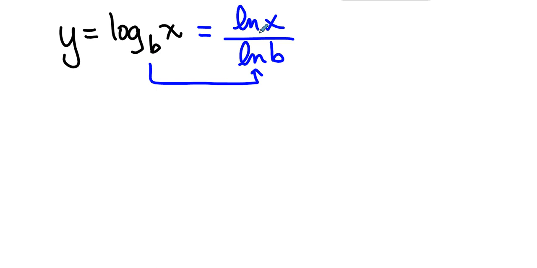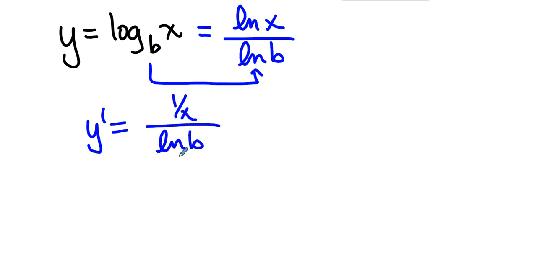Why do we like this? Because we know what the derivative of this is. The derivative of the natural log of x is 1 over x. And b is a number, so its natural log is a number. And the way this is normally written is 1 over x times ln of b.